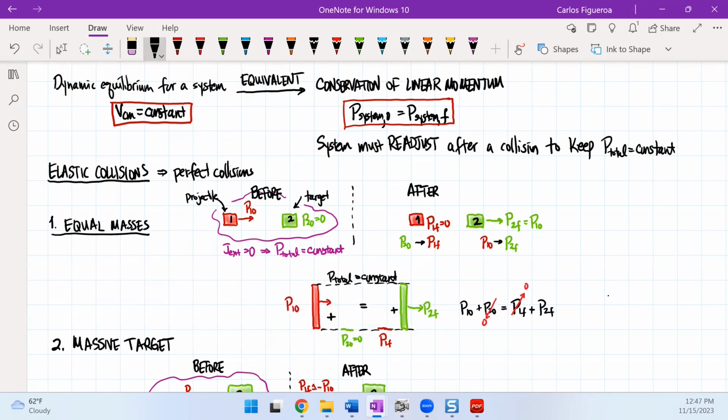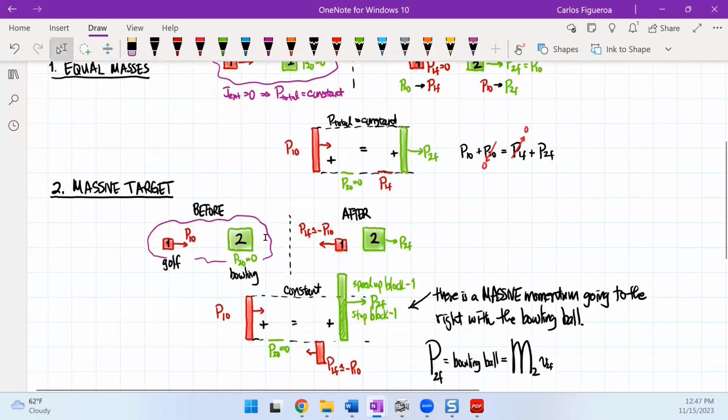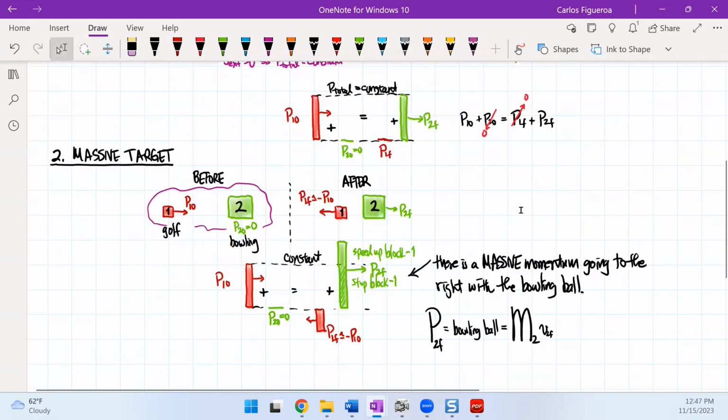Then we went to our second case where we dealt with a massive target. And I think this is a really hard one. Here's where momentum gets really, really tricky in everyday language. So what we're doing here is shooting a golf ball, or throwing a golf ball, at a bowling ball. And what do we find out here?